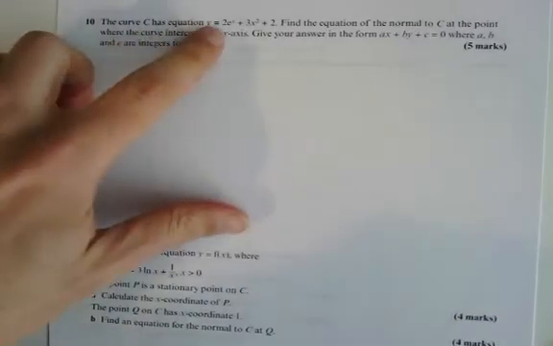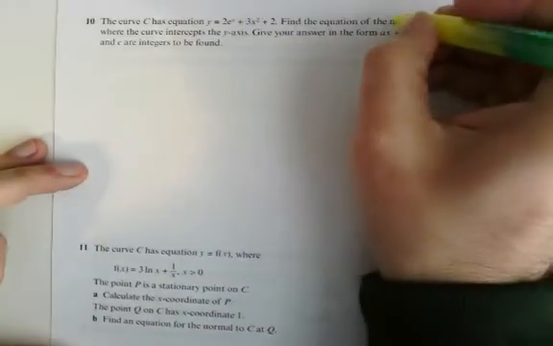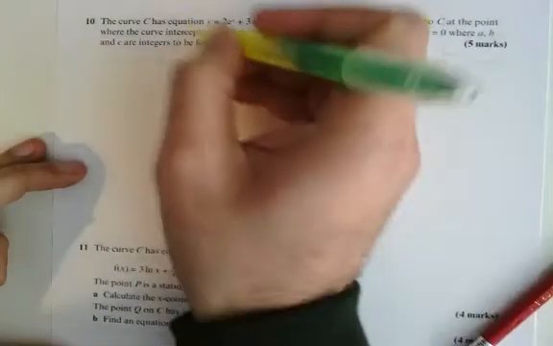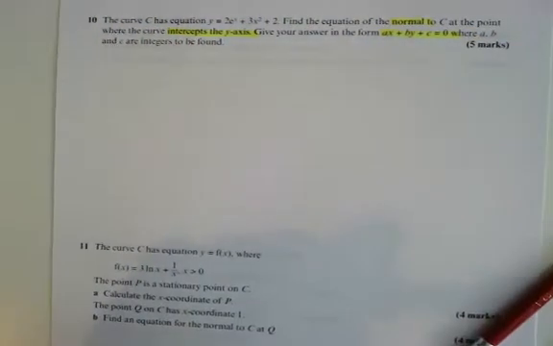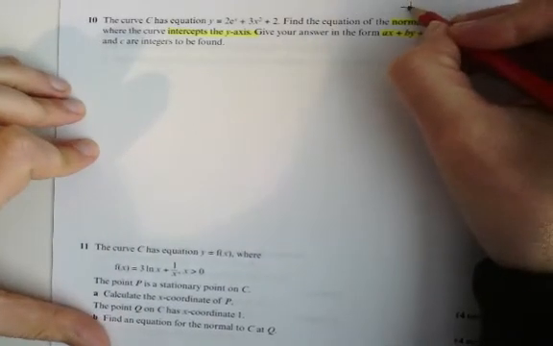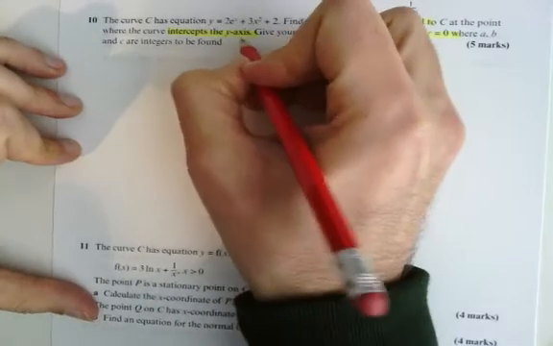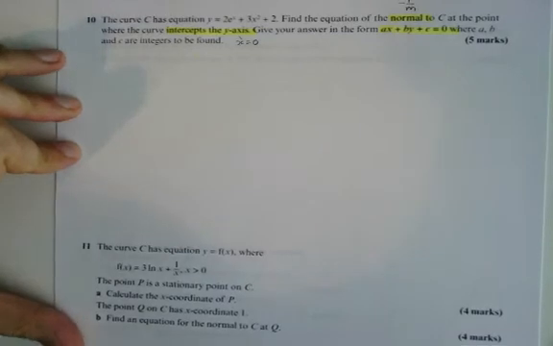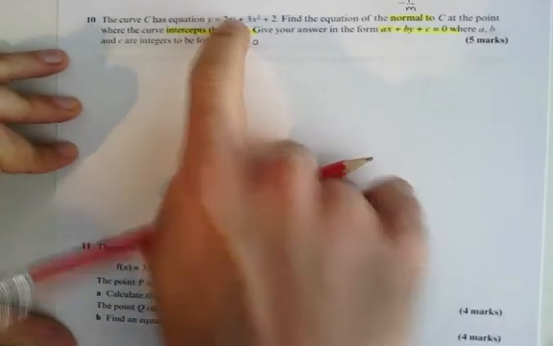So the curve C has this equation. Find the equation of the normal to C at the point where the curve intersects the y-axis. Give your answer in that format. Okay, so a couple of little things there. Obviously the normal, that means we're going to be using minus 1 over m. And intercepts the y-axis, that means where x equals 0, doesn't it? And there is a problem that we're going to encounter with that in a second because of the fact that we've got an e in this.